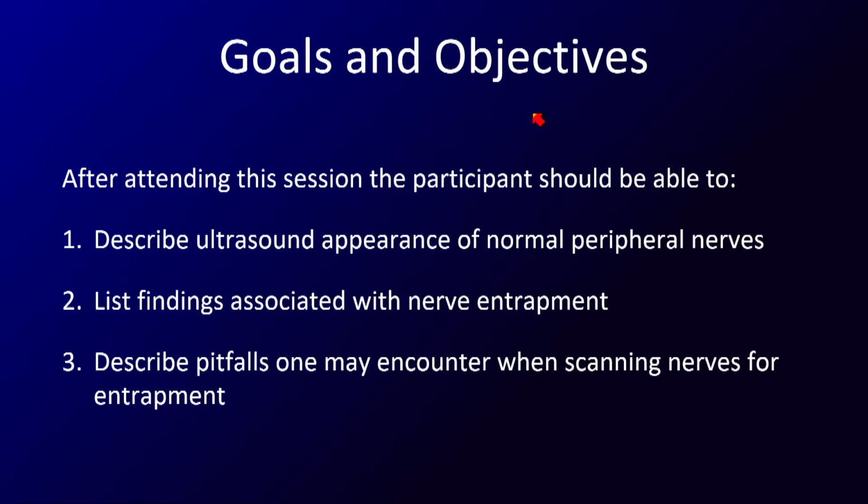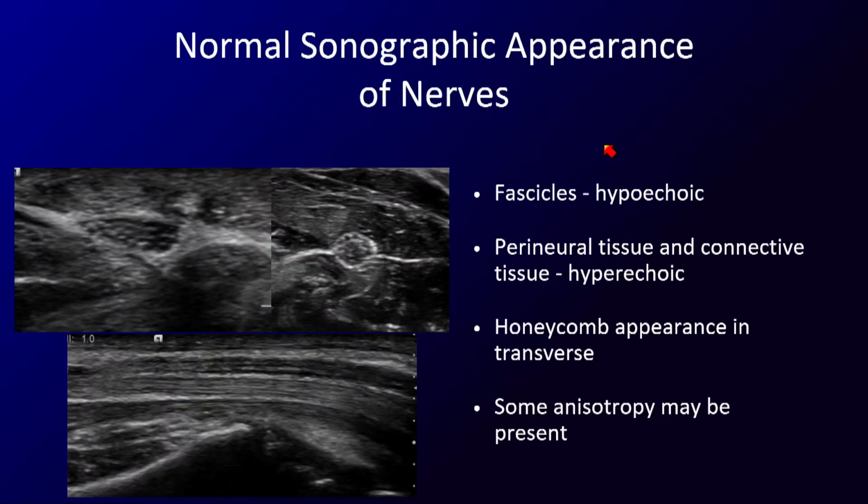The goals today are to talk about normal and abnormal nerves, focusing on nerve entrapment, and then we talk a little bit about trauma and also nerve tumors. So nerves have a very typical appearance on ultrasound, and once you've seen one, you've seen them all. You just have to learn their locations.